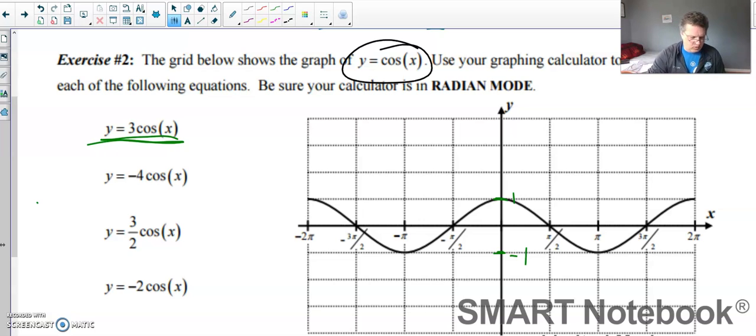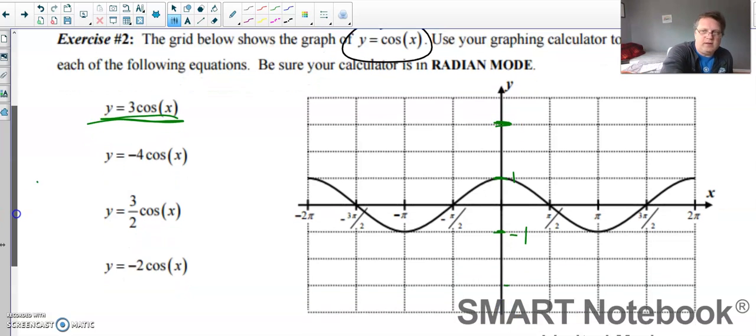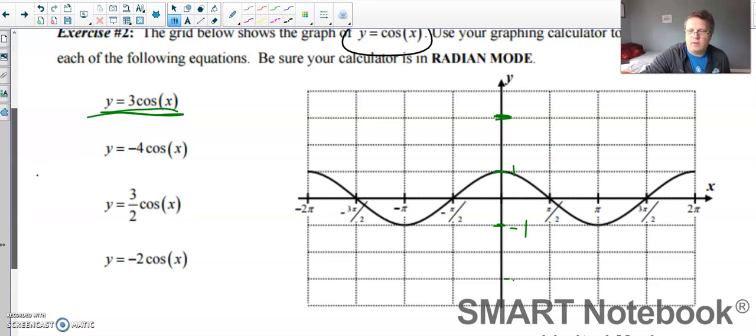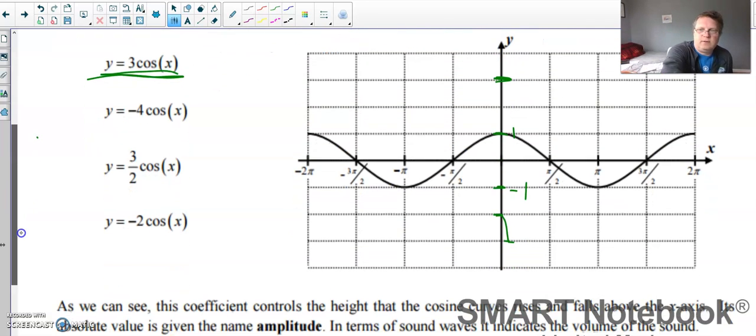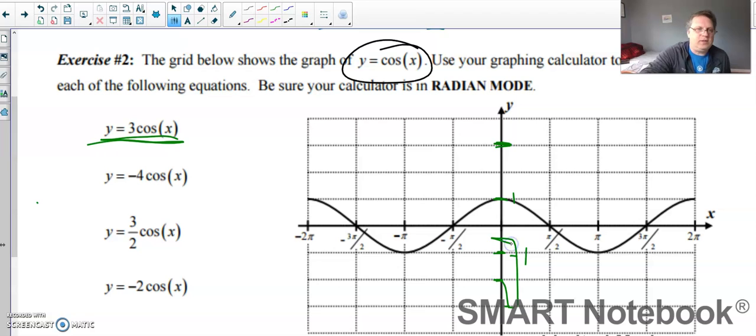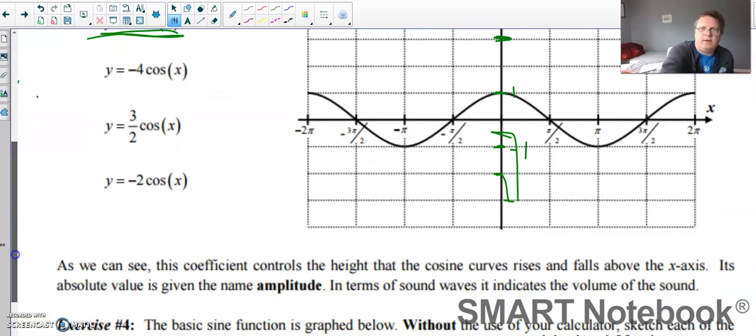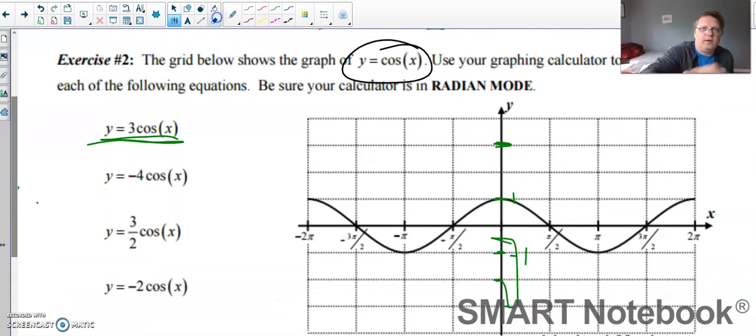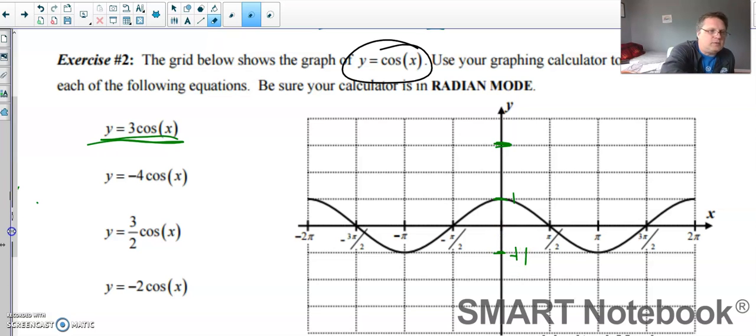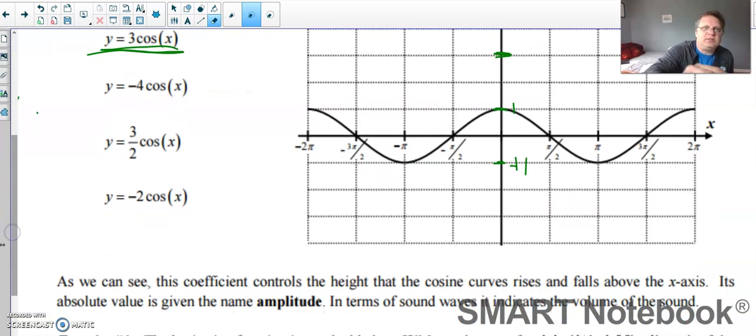So our 3 cosine x is going to go up to 3 and down to negative 3. Okay? All right, down to negative 3. That's annoying. What is this doing here? I don't know why that's doing it. We'll try it again. Okay, so here we are. We're like this, just so you can see it.